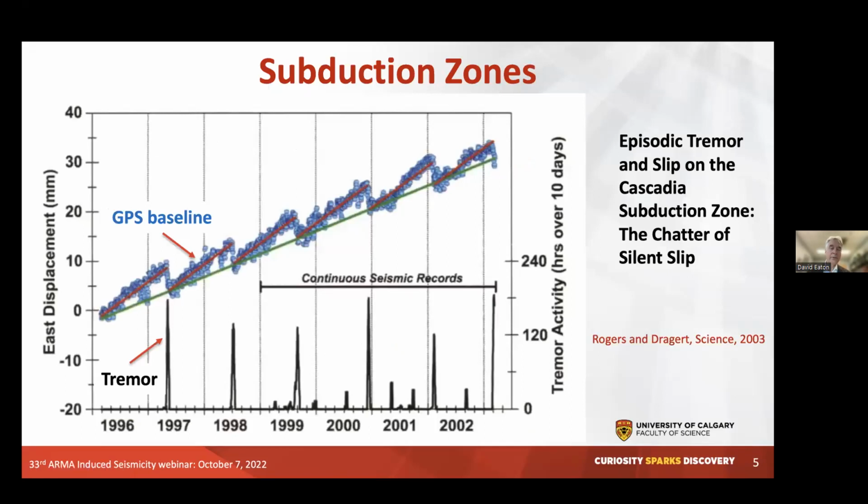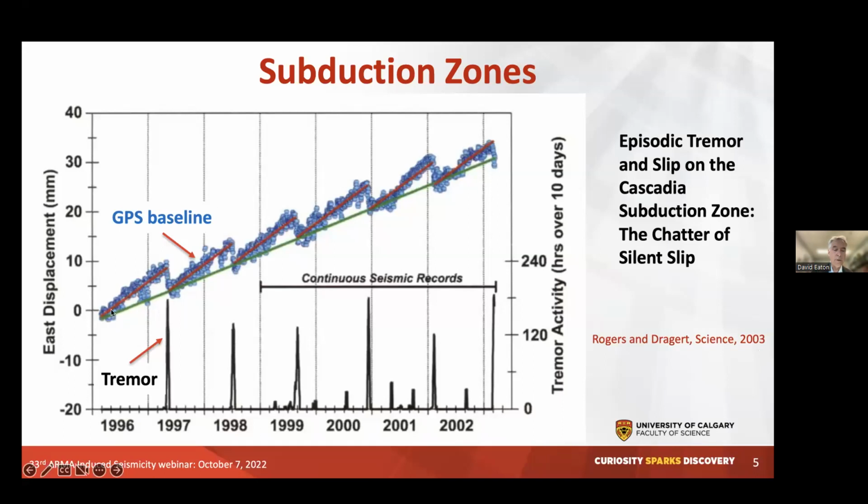Now, where I personally really started to take notice of slow slip processes was following a presentation shortly after the publication of this paper in Science in 2003. The presentation was by Herb Dragert, who is a geodesist with the Geological Survey of Canada, and one of the pioneers in recognizing slow slip processes in the Cascadia subduction zone. So in this diagram, these blue dots represent change in the baseline between a GPS station on Vancouver Island and one near Penticton in the interior of British Columbia.